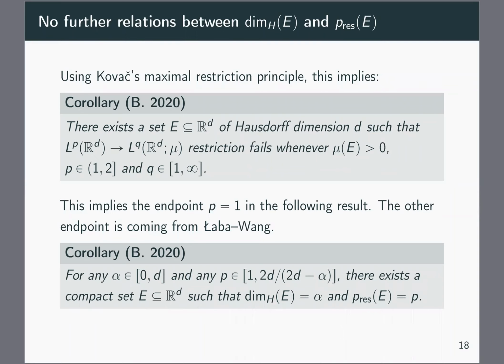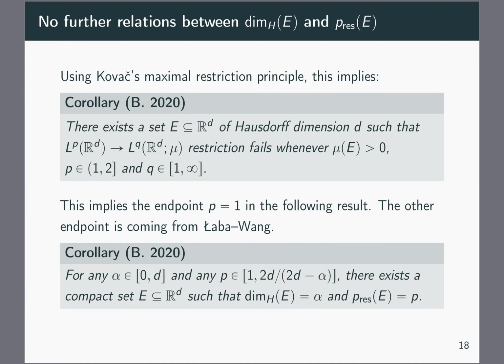So what does the theorem imply? We can combine the theorem with Kovács's result that we discussed earlier, the maximal restriction principle, which essentially told us that if we have restriction, then we have maximal or variational restriction, and this implies that we have Lebesgue points for Fourier transforms. And our theorem said something about the Fourier transform of a certain function not having Lebesgue points.